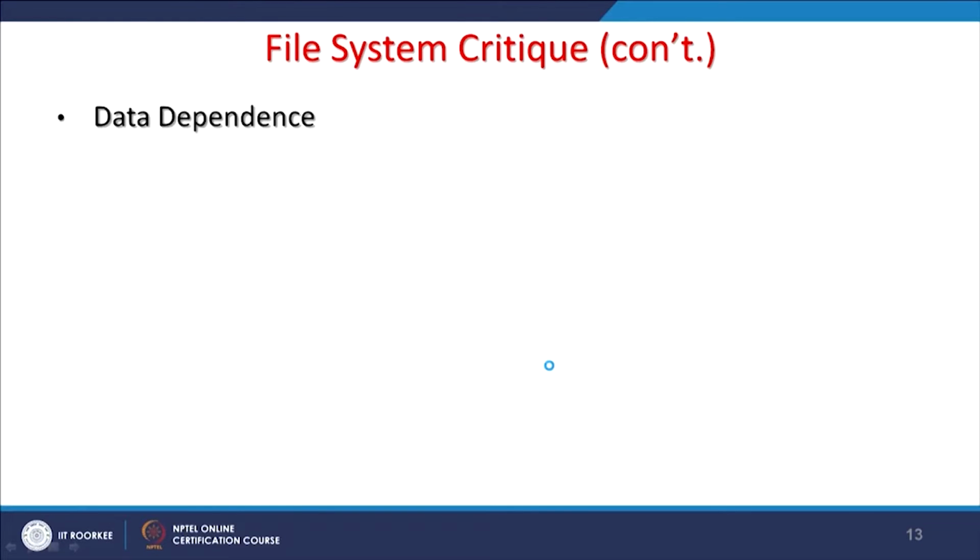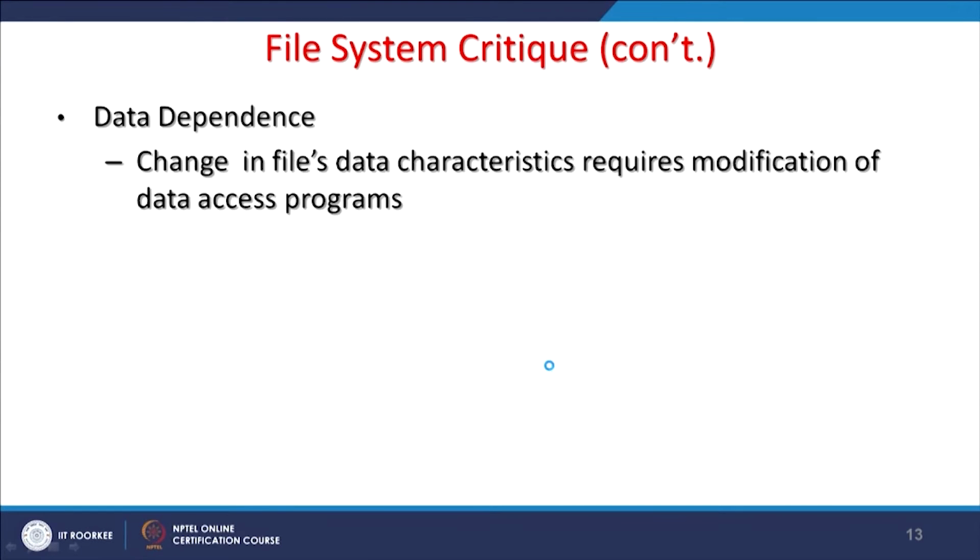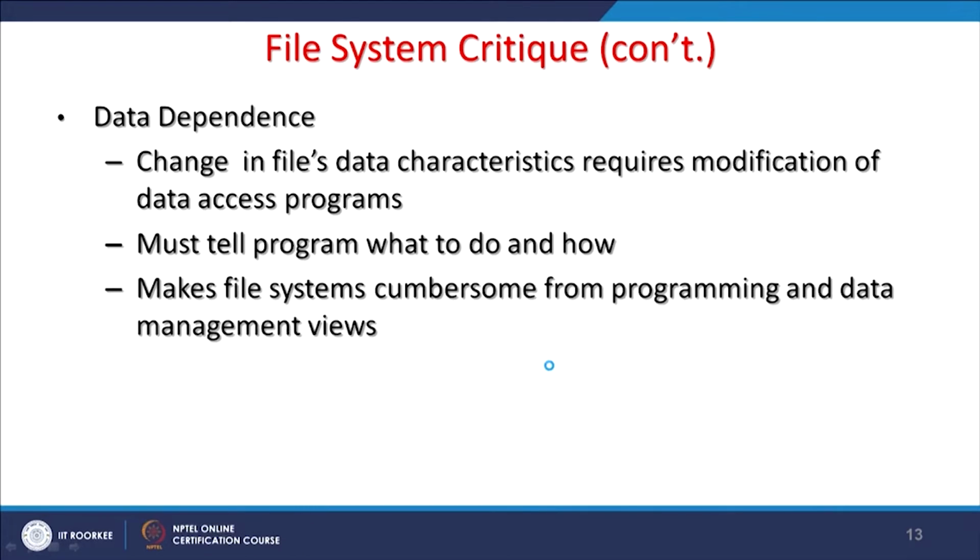Now, this file system is also data dependent, and if any change occurs in the characteristics of data, it also means modifications are required in the data access programs, which are in the third generation. And also everything has to be told to the program, what to do and how to do. File systems make things cumbersome from programming and data management views.